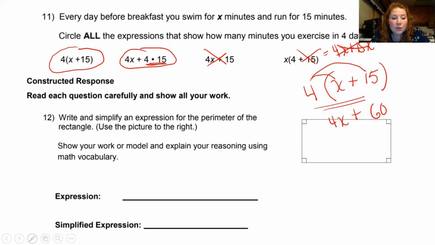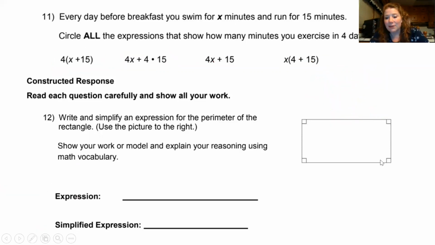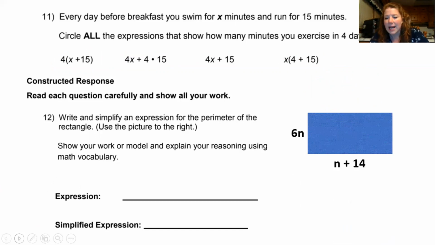All right, number 12, let me get rid of this stuff. So I'm sorry, I didn't give you any dimensions on the rectangle. I didn't even realize that until NAM sent me a message. So anyway, I put on the Canvas page the dimensions for you guys to use. Write and simplify an expression for the perimeter.